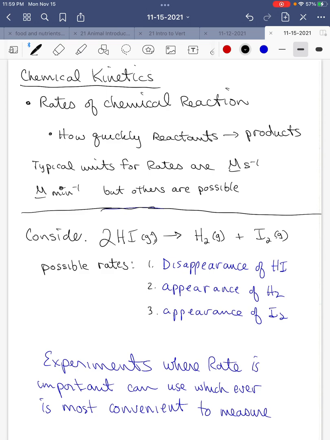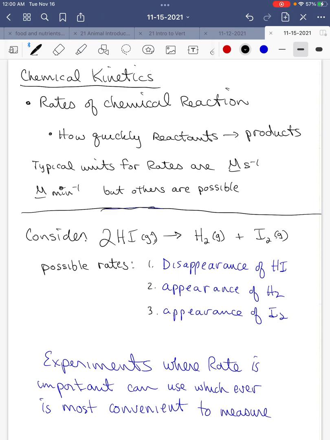So, chemical kinetics has to do with rates of chemical reaction, or how quickly your reactants become products. Typically we use units of moles per liter per second or per minute, but other things are possible. If you're looking at radioactive decay, it's in the thousands, if not millions of years sometimes as the time unit. So just be aware, but most typically, we're going to use moles per liter per second or moles per liter per minute.